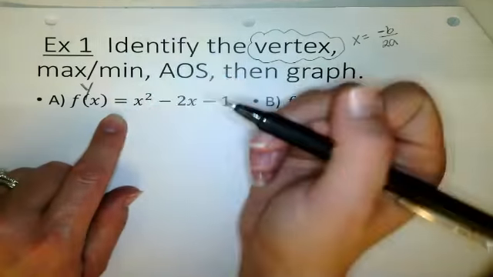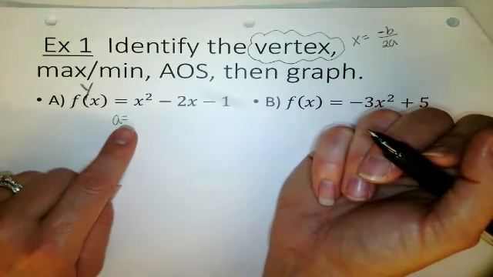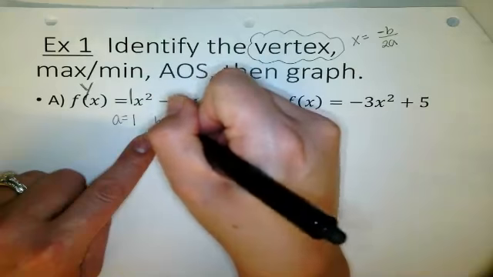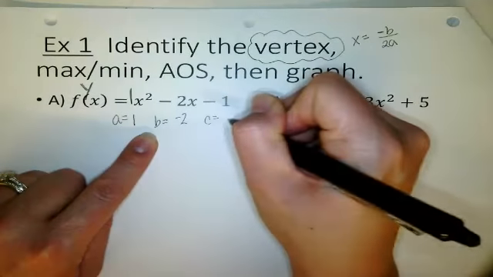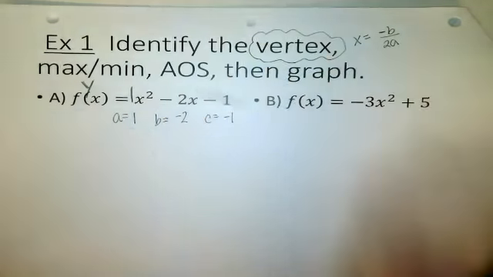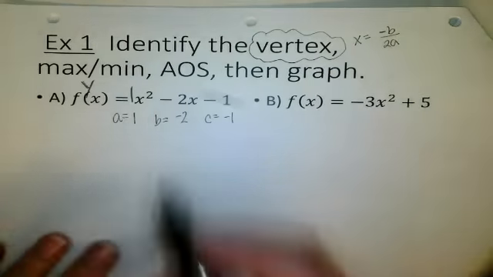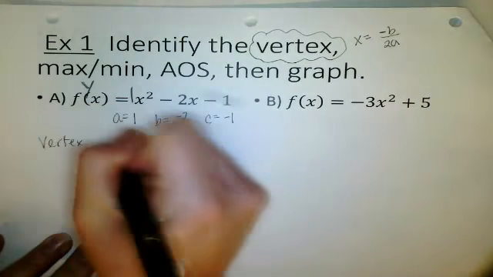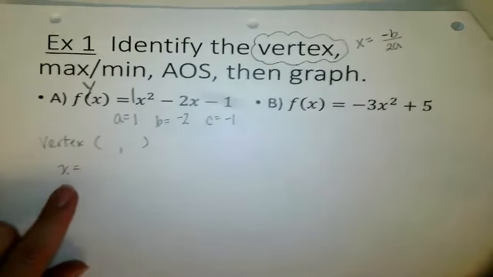Now, I want to know, what is our a value here? The number in front of the x squared is 1. What's our b value? And what's our c value? Okay. So we've done that before with the quadratic formula, it's the same a, b, and c. And we're going to find the vertex. The vertex is an ordered pair. We're going to start by finding the x-coordinate of the vertex.